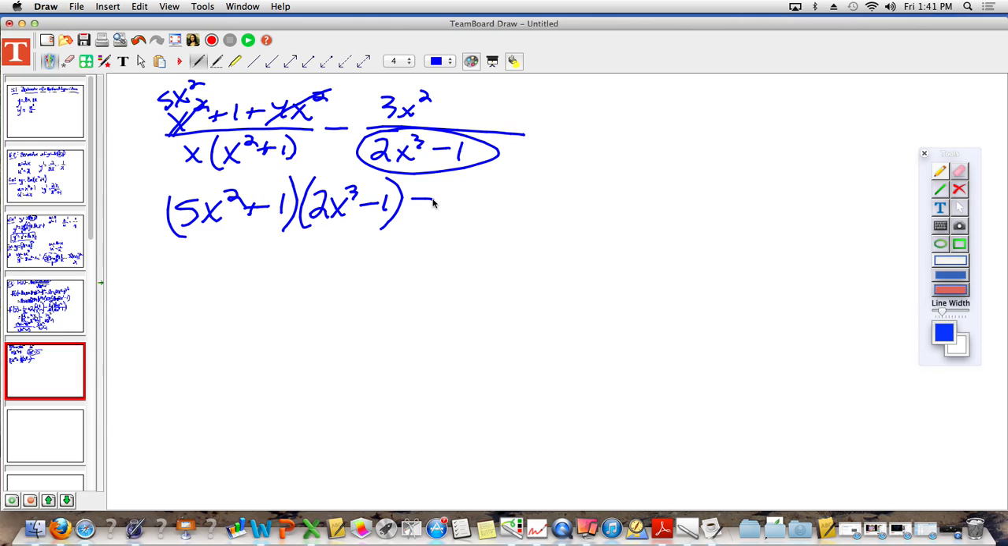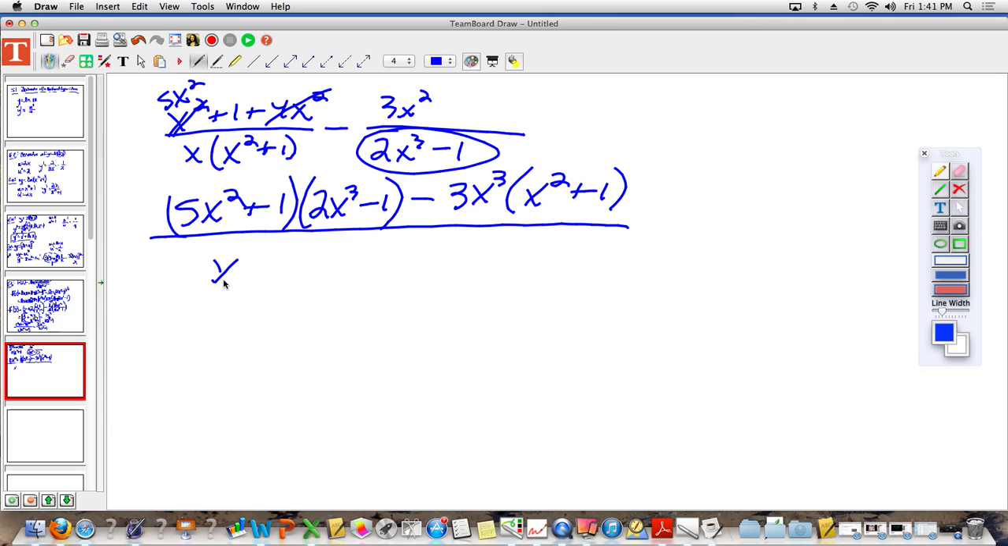Minus, now we've got to multiply these two. So I'm going to go x and 3x squared, that's actually going to get me 3x cubed times x squared plus 1. And then, of course, this all has to be divided by the two denominators. So we have x times x squared plus 1 times 2x cubed minus 1.